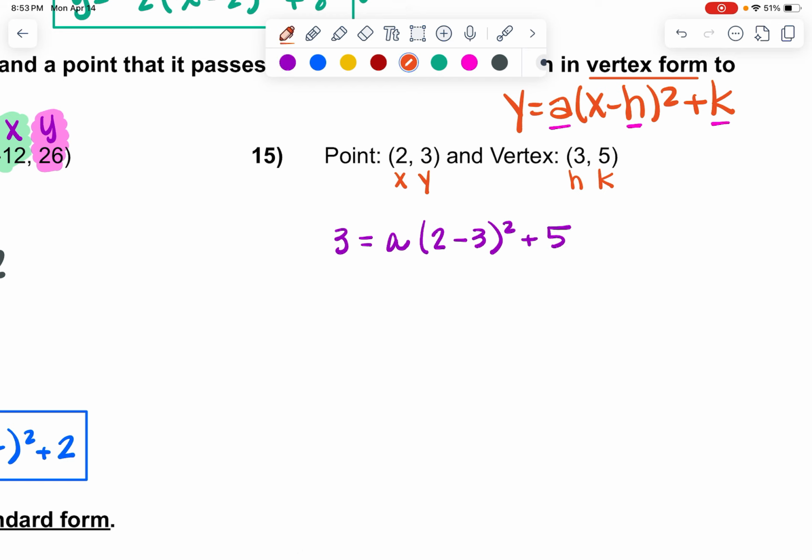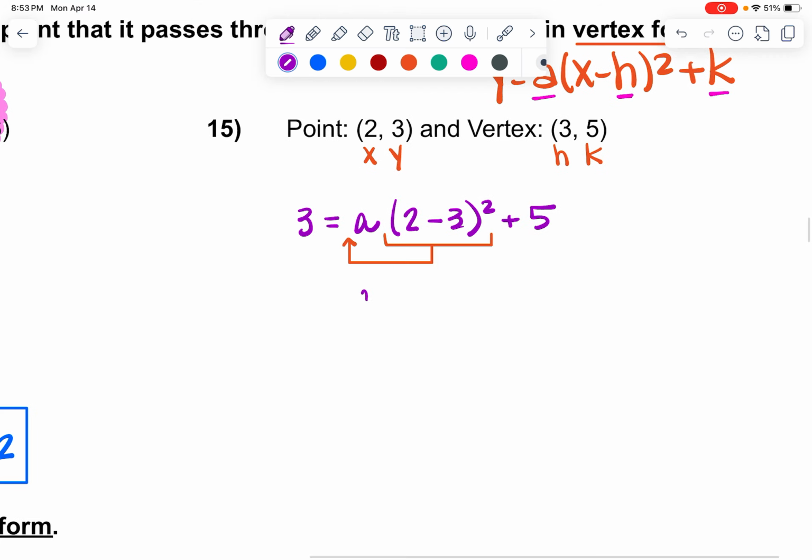Then you're going to do the exact same thing we just did on the last problem. You're going to take this 2 minus 3 squared, and whatever you get for that, you're going to put that multiplier in front of the a. So 2 minus 3 is negative 1. Negative 1 squared is positive 1. So we're just basically going to rewrite this as 1a, or just a. If you want to put the 1 in front, you totally can.